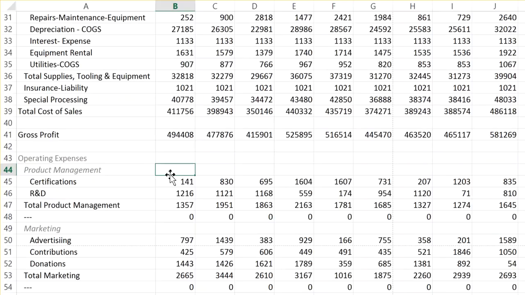So I'm going to pause here, and then we'll come to another video where we organize all the operating expenses of the company.